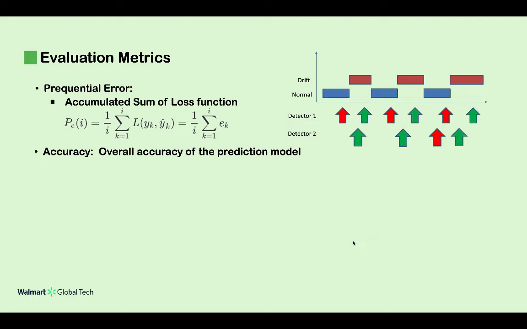Over here, the blue boxes denote the regions where the data is considered to be normal, and the red boxes indicate the drifts. Now let's say there are two detectors, where detector 1, as you can see, detects that there is a drift in 6 possible locations, out of which 3 it got correct and 3 it got wrong. On the other hand, there is a second detector which predicts only 4 drifts, out of which 3 have been correctly detected and 1 has been wrong.